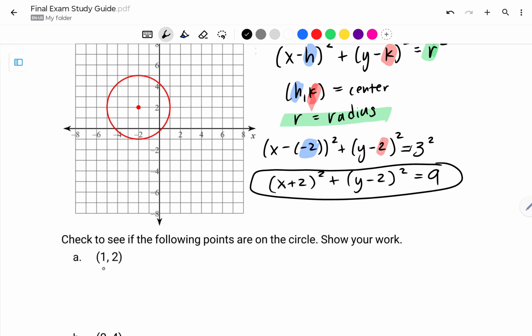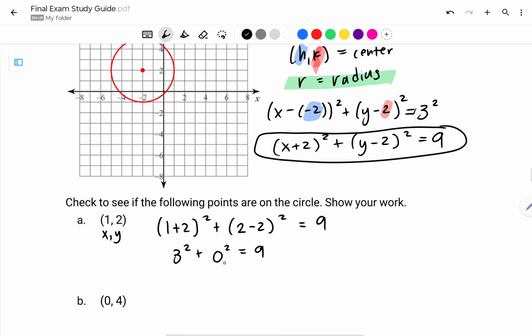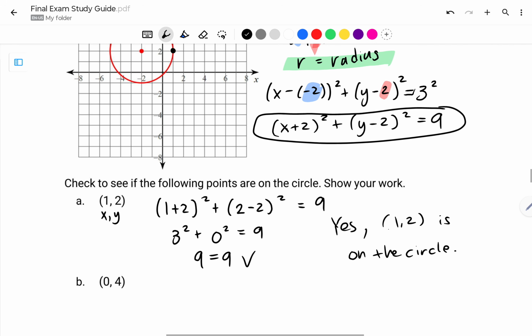Right, so let's check. This is 1 and this is 2. Those are my x and y coordinates. So let's plug them into the equation. I'm going to plug in (1 plus 2) squared plus (2 minus 2) squared, and let's see if it's equal to 9. 1 plus 2, that's 3, and then 2 minus 2, that's 0. 3 squared is 9. 0 squared is 0. So yeah, 9 does equal 9. So this means yes, (1, 2) is on the circle. Where is (1, 2) on the circle? It's right here. Cool.